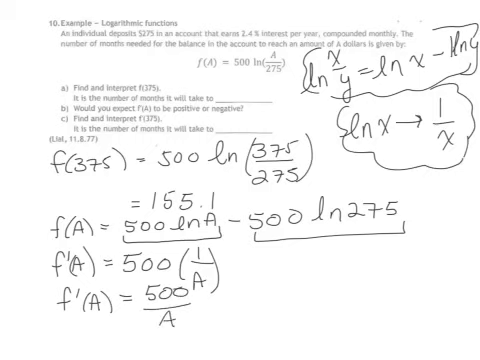So for the rest of part C, we're going to be substituting 375 into that derivative function. And we're going to find that it is about 1.3, which means that it will take 1.3 months for the balance to increase by $1, so the rate of change increasing by 1 from 375. So that's 1.3 months.